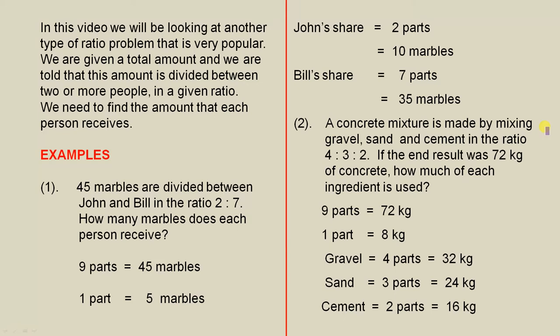Example 2. A concrete mixture is made by mixing gravel, sand and cement in the ratio 4:3:2. If the end result was 72 kilograms of concrete, how much of each ingredient is used? So if we add those 3 there, we get 9 parts, and that gives us 72 kilograms. Therefore, one part must be 8 kilograms, which is 72 divided by 9.